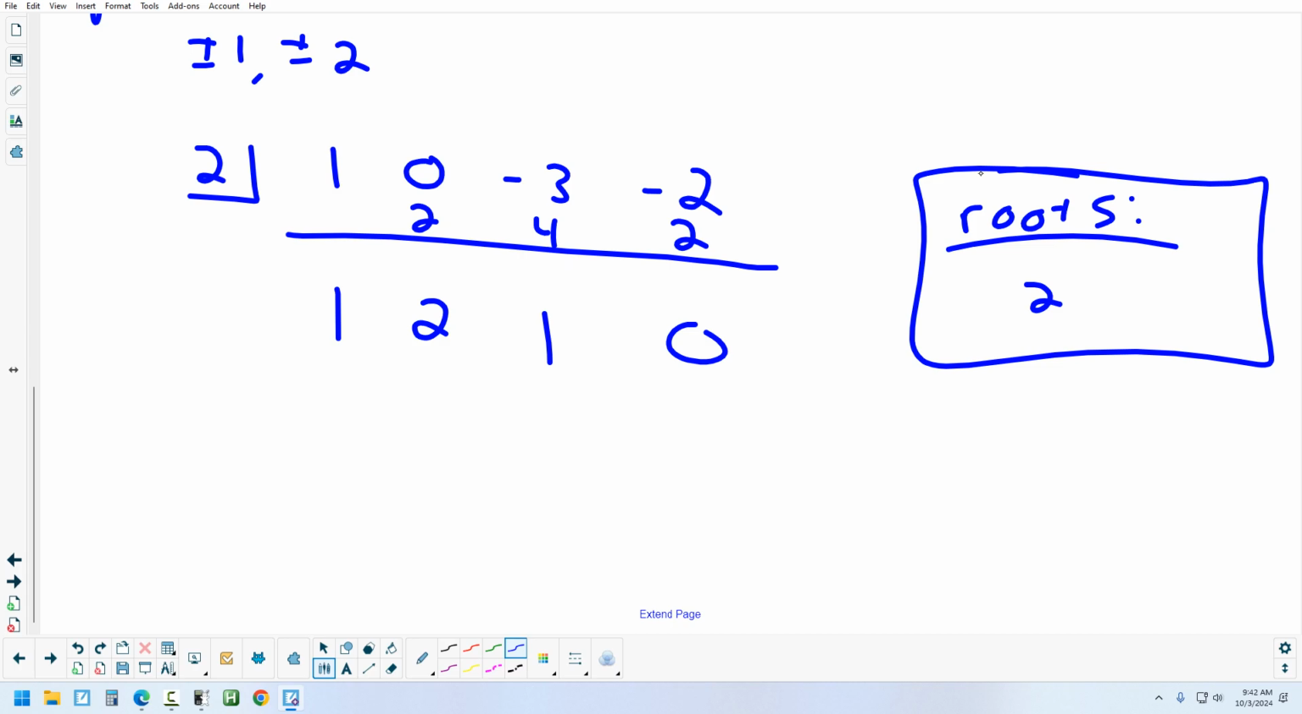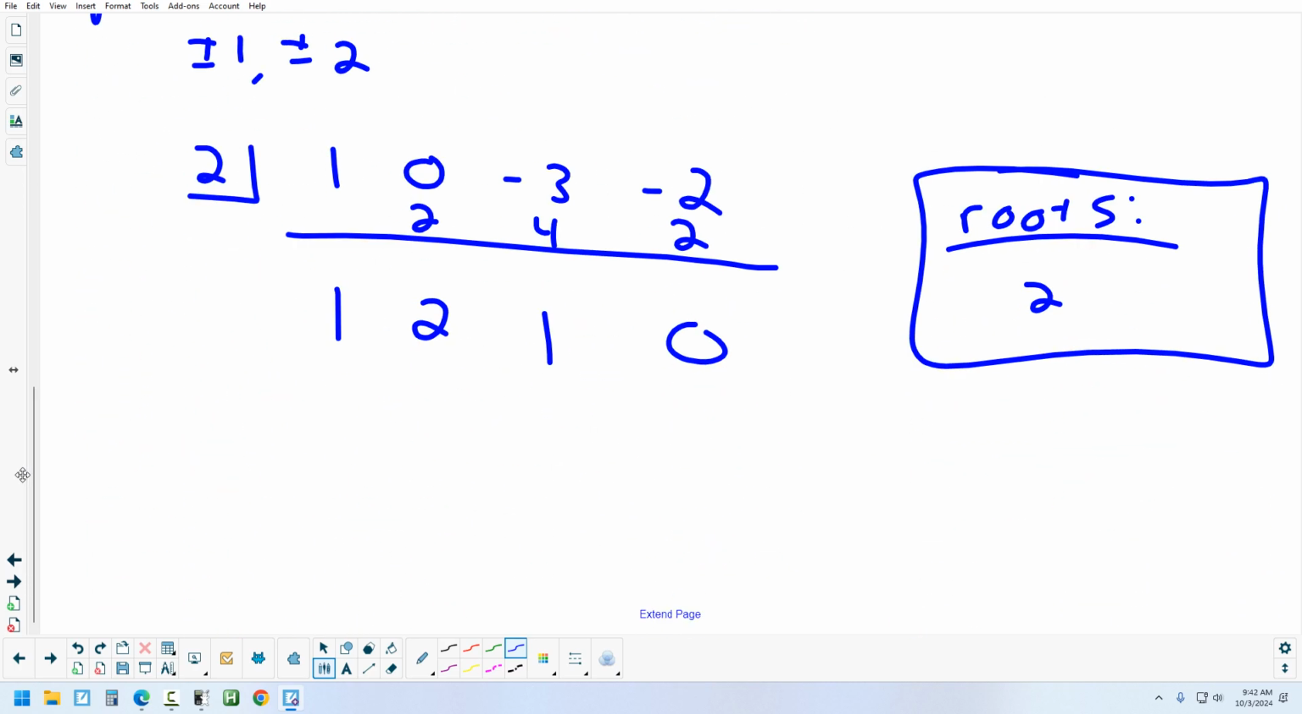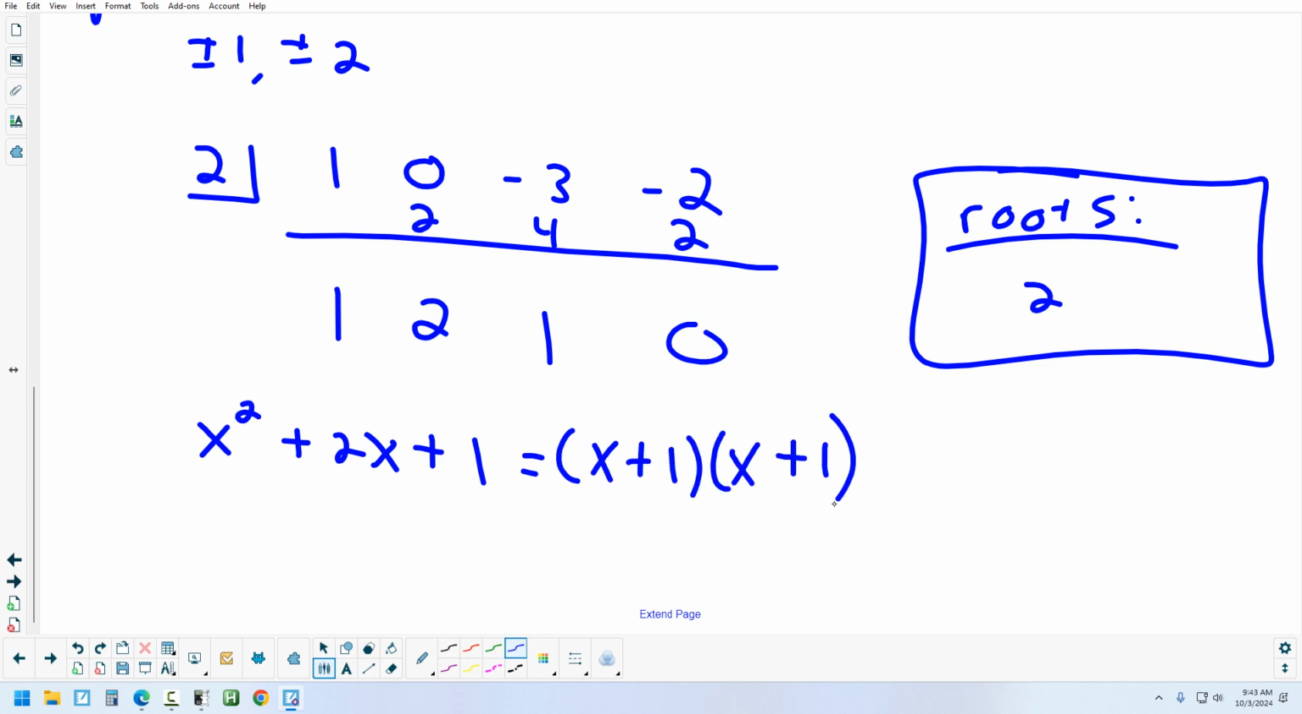Now I've turned my cubic into a quadratic. What's the quadratic that I have now? Yeah? x squared plus 2x plus 1. And that's a quadratic. So now you can either try solving that by factoring or using the quadratic formula. Okay, I think we can factor that. Yep, x plus 1, x plus 1. And that will now allow us to get the last 2 roots.